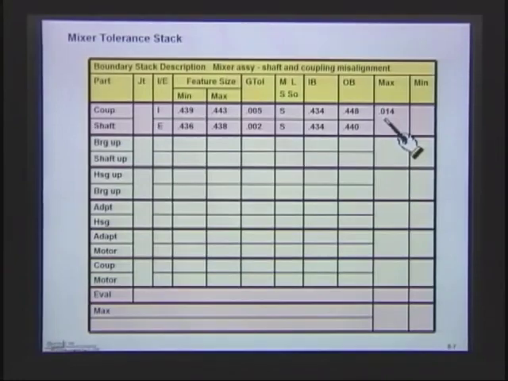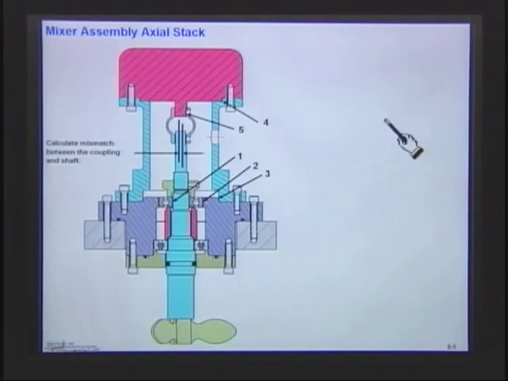Now what we're going to do next is go up to the assembly, and take a look at all of our details and all of the joints. There's joint number 1, joint number 2, joint number 3, joint number 4, and that's joint number 5.